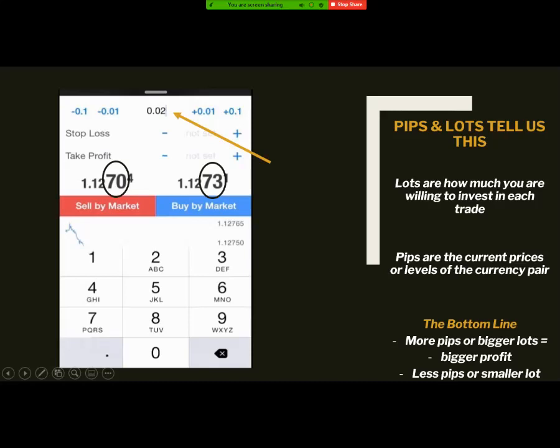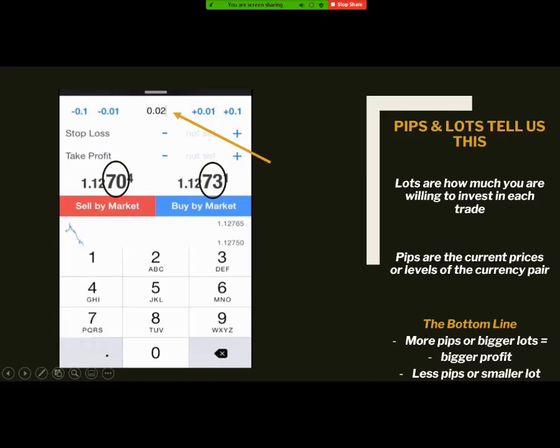So pips, I like to call them price and play. Pips are price and play, PIP, price and play. It's the price is moving, it's playing, it's going up and down. And your lots are how much you're going to get. You're going to get a lot or you're going to get a little. So the bottom line, guys, is the more pips or the bigger your lot size, the bigger your profit.